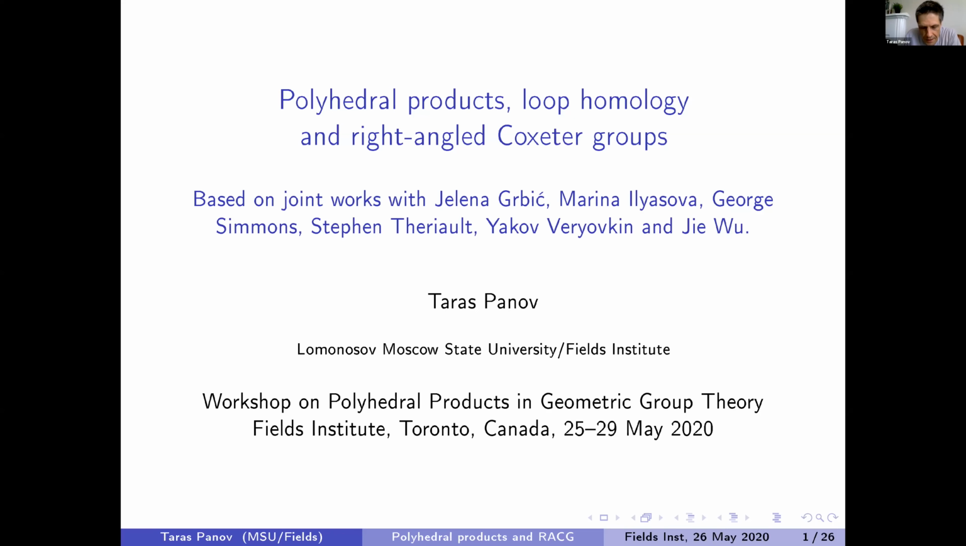Well, there seems to be a very nice correspondence between these two series of results, and the unifying framework behind this is a theory of polyhedral products. And so I'll give you a couple of examples where you can translate some results on homotopy theory about the loop homology or the rational homotopy Lie algebras of some spaces on one hand, and right-angled Coxeter groups, their commutator subgroups, and more general graph products on the other side.